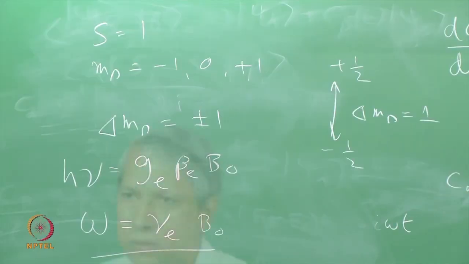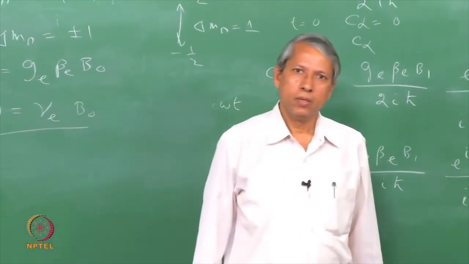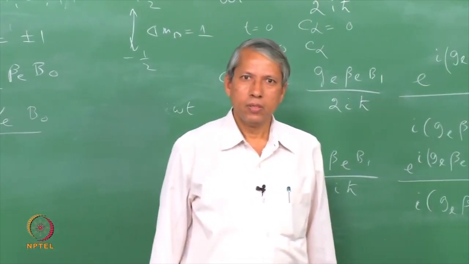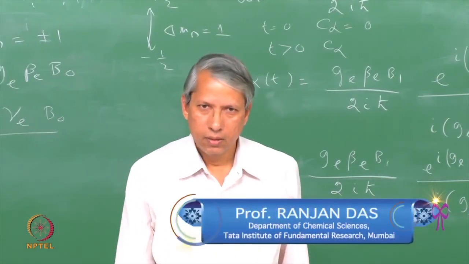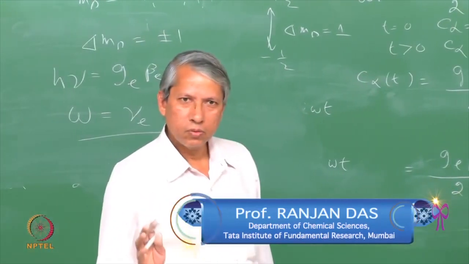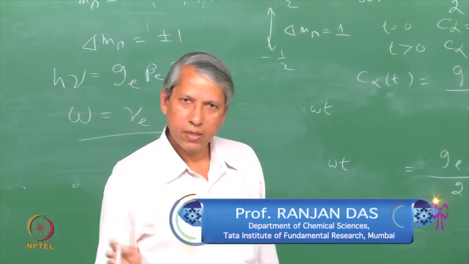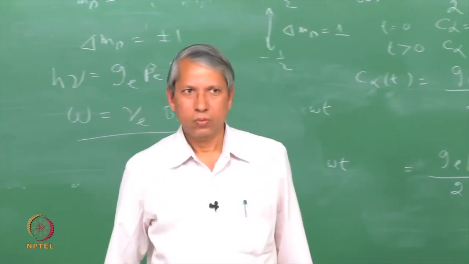So, with this analysis we come to the end of this quantum mechanical description of the resonance in magnetic transition. Here we have understood that classical picture and quantum mechanical picture both give the same answer. We end here now.